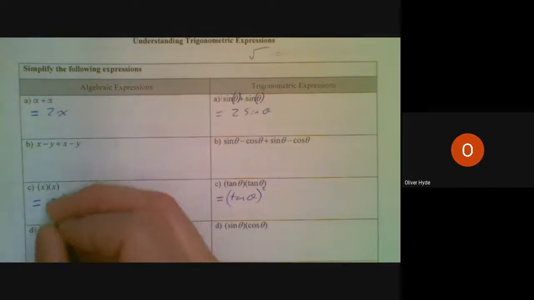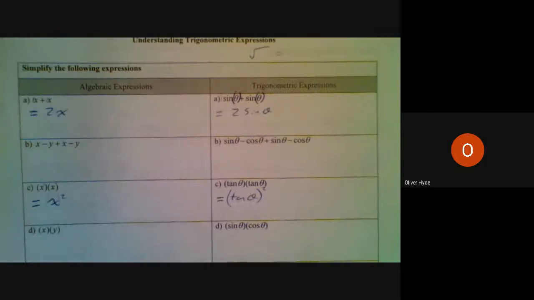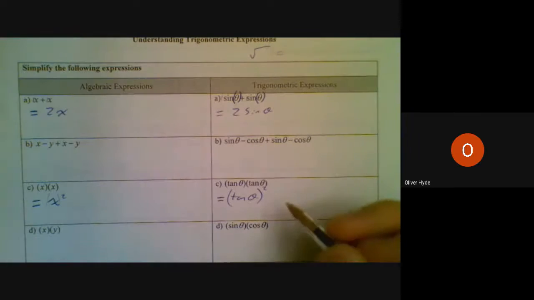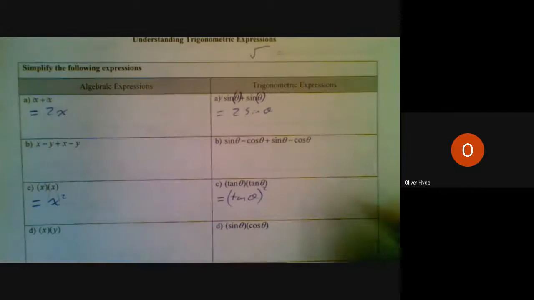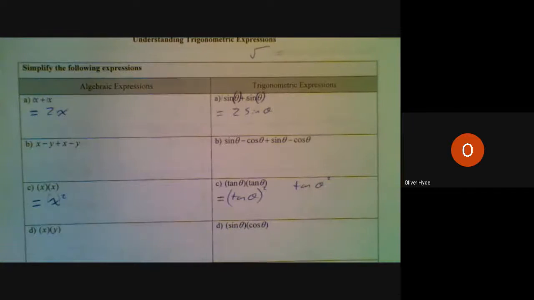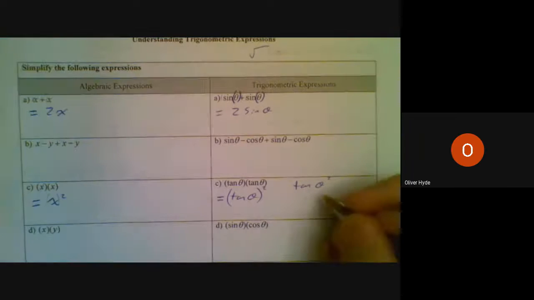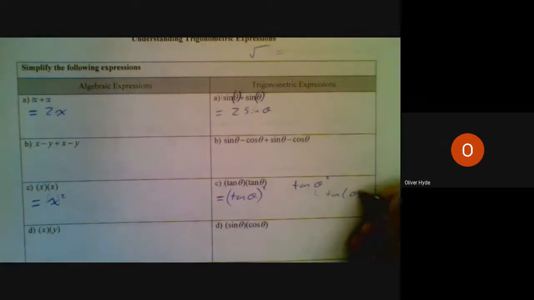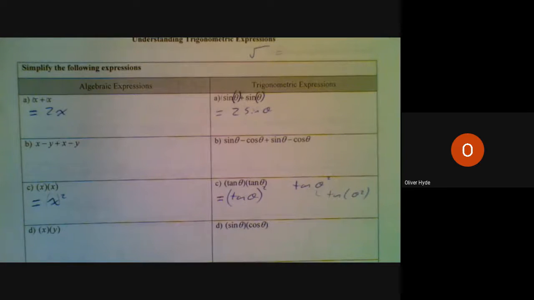It wouldn't be wrong to write brackets around this x either. A couple of students have had issues identifying what their base is because they didn't have brackets around a negative base, for example. Over here, I want to stress that you should not write the tangent of theta squared without brackets. This would be interpreted as the tangent of the square of theta, which we don't want to do in this course.